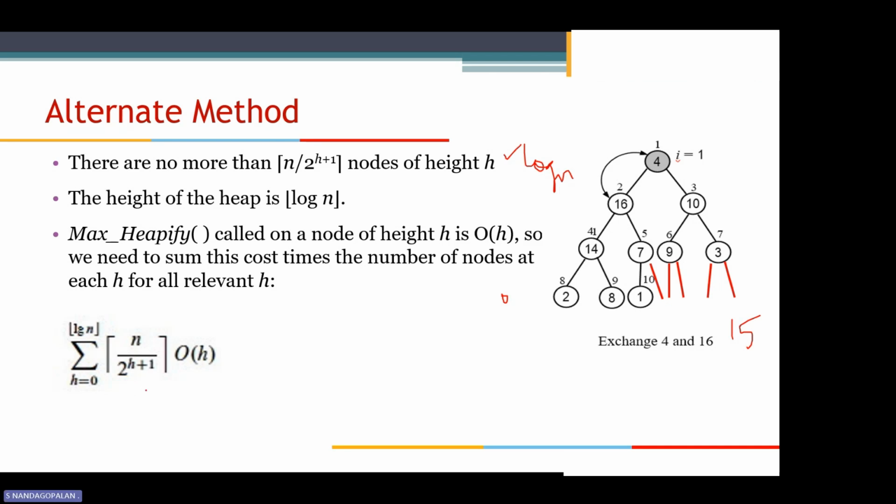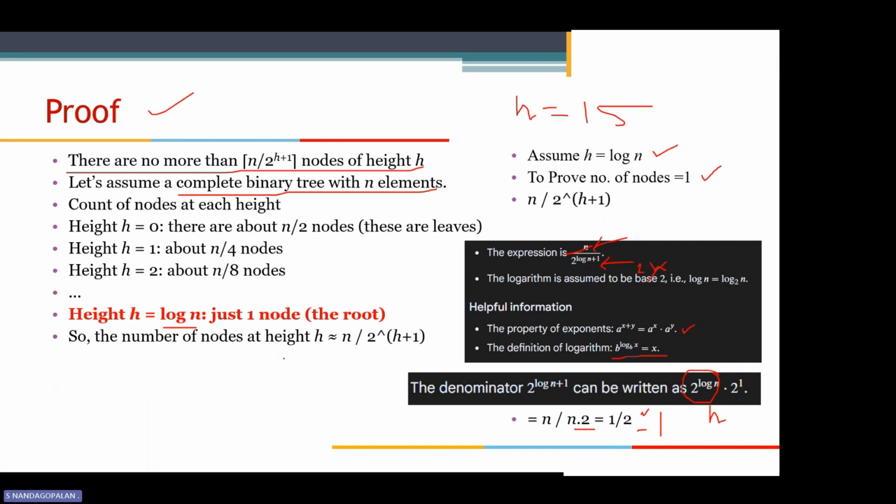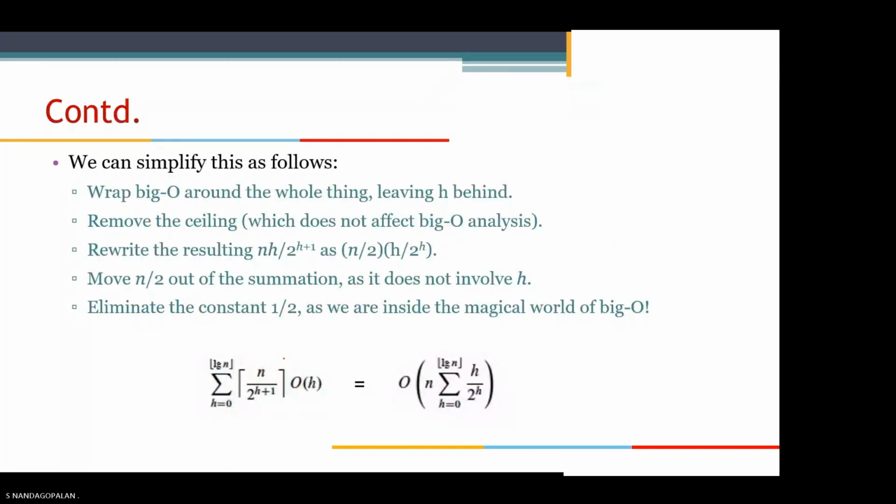So we have to calculate n by 2 power h plus 1. At each level, you have this many nodes, and at each node we have to make an effort of order h. So we have to simplify this. Yeah, if you simplify this, you will get something like this.